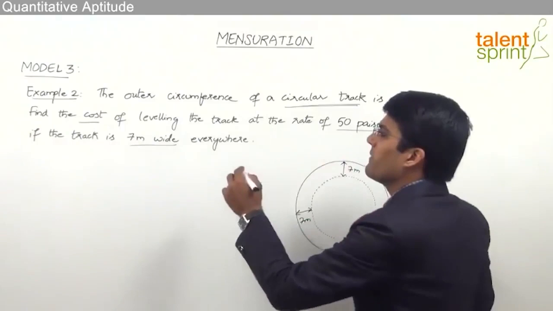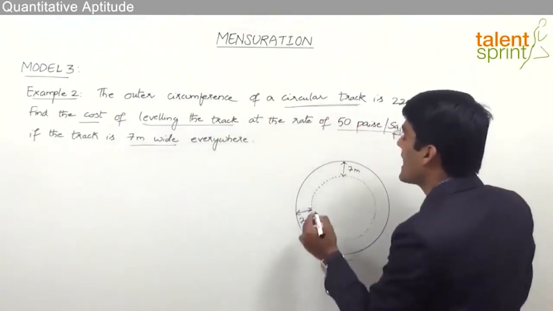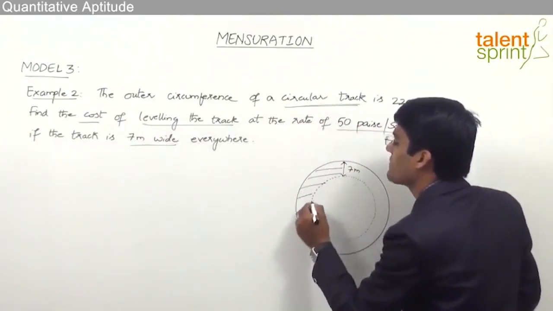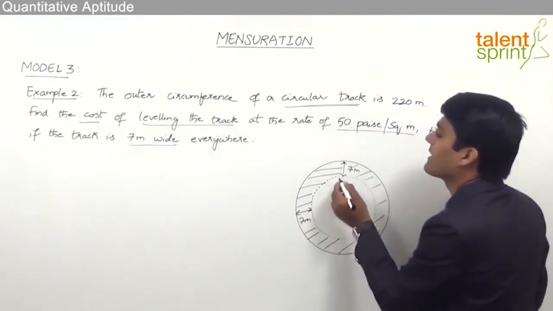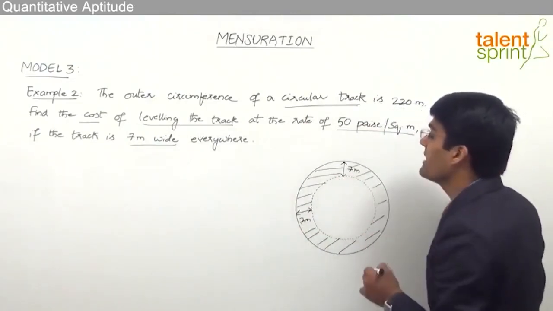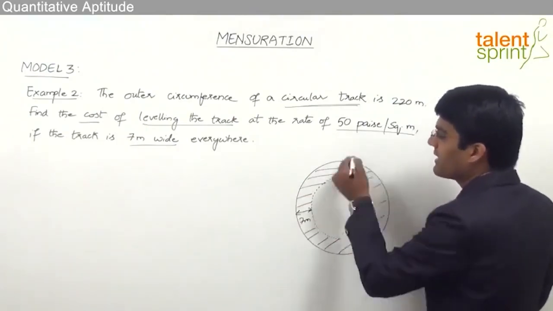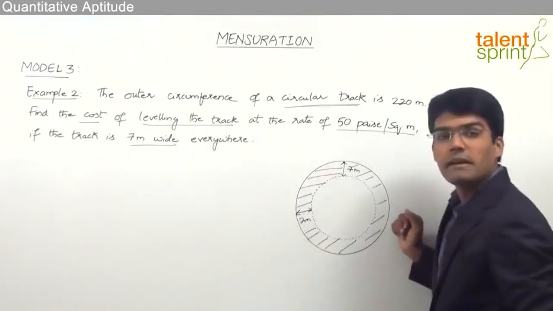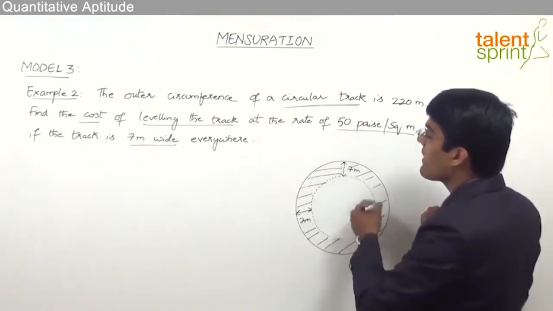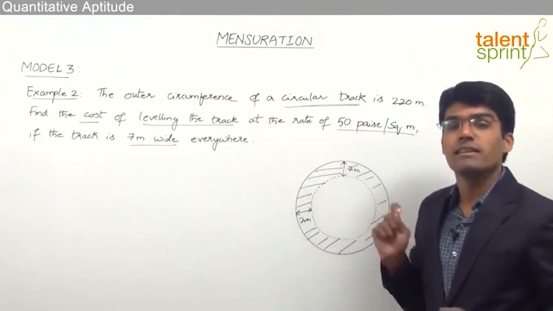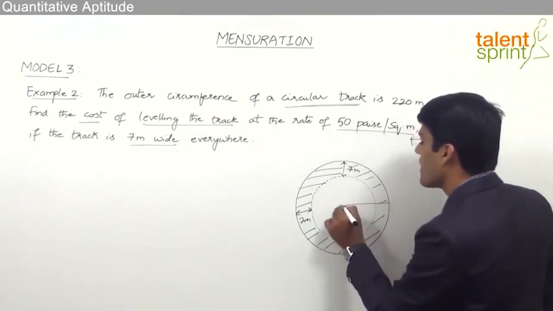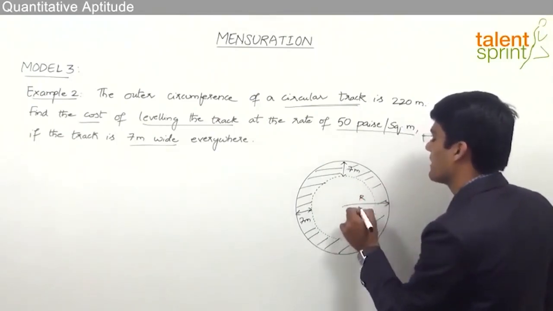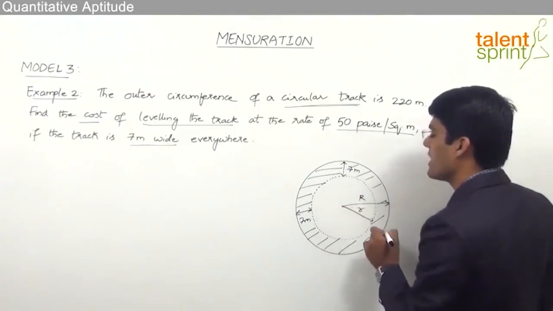Now, if you observe, when we are leveling the track, we are actually working on the area of the track. So first of all, we need to know what is the area of this circular track. Now, the area here can be taken as outer circle area minus inner circle area. To find the area of the outer circle and inner circle, we should know the radius of the outer circle and inner circle. Let us assume that the radius of the outer circle is capital R and that of the inner circle is small r.